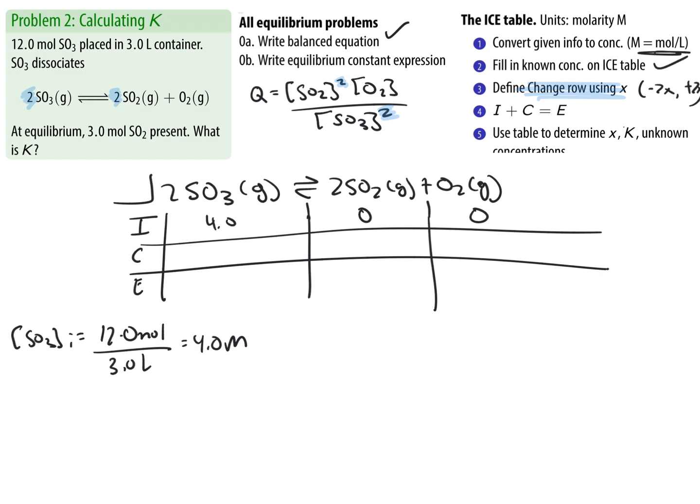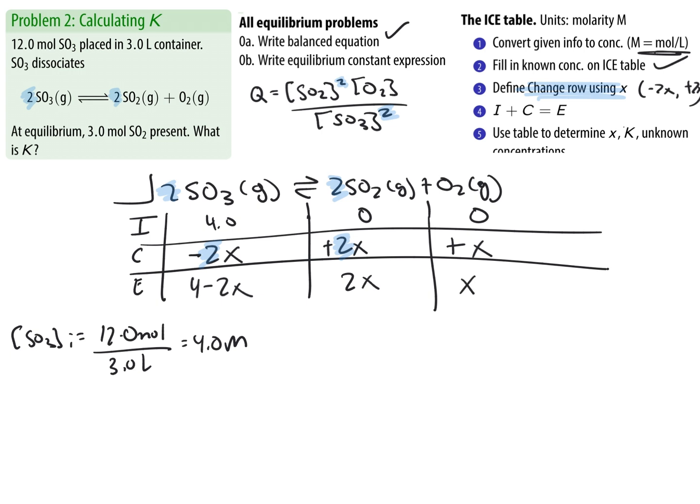Then we're ready to do the change row. So again, that's where we use those coefficients. This reaction, we think about where it's going to go. We started with all reactants, so it's going to have to go right towards products. Because it's going right, we're going to expect to use plus x on the products for O2, plus 2x for SO2, again because of the coefficient there. For SO3, again, it's a reactant, so it's going to be used up, and it has a coefficient of 2 as well, so minus 2x there. Then I just always add I plus C to get equilibrium, so 4 minus 2x, 2x, and just x.